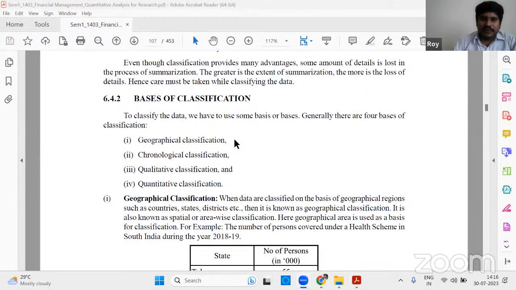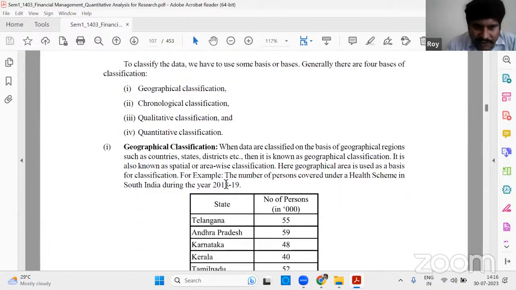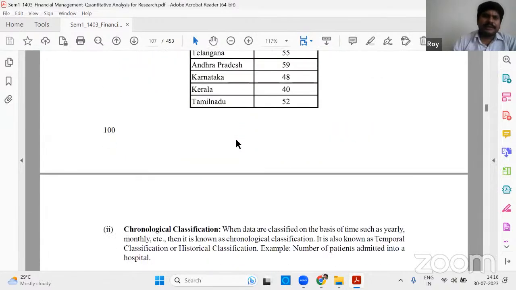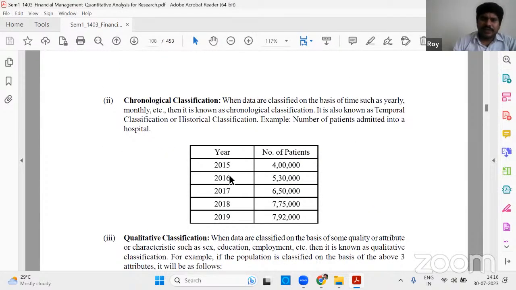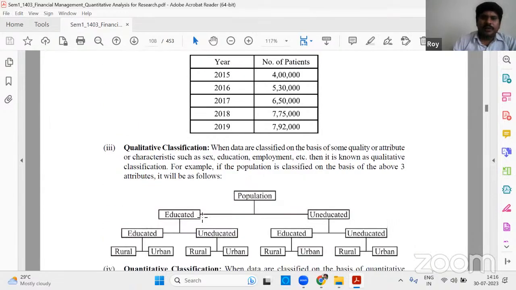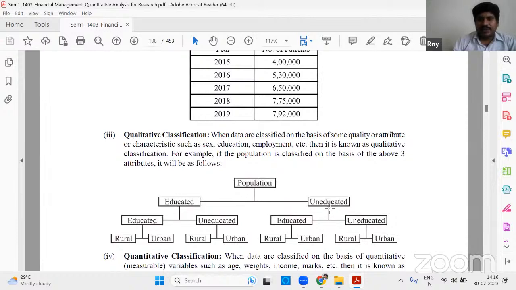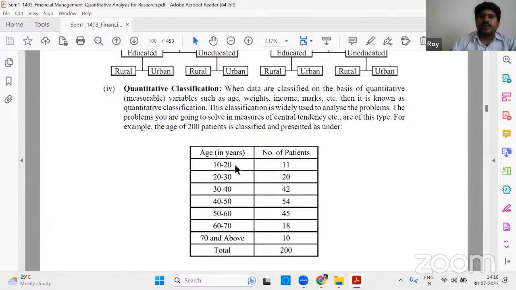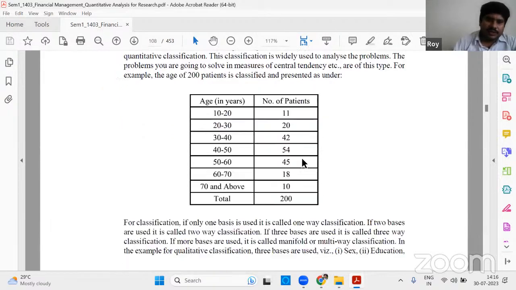Now, on the basis, there will be geographical classification, chronological classification, qualitative classification, and quantitative classification. Geographical classification, we know, like Karnataka, Andhra Pradesh, Karnataka, is based on the state. Second, chronological classification is based on the year, for example the number of patients in each year. Qualitative classification, for example population educated, uneducated. Next, quantitative, based on the age group, for example 10 to 20 years, 11 patients, 20 to 30 years.